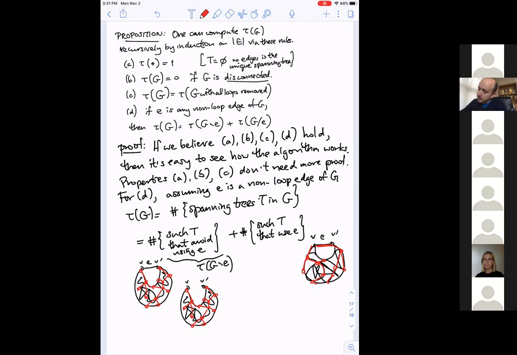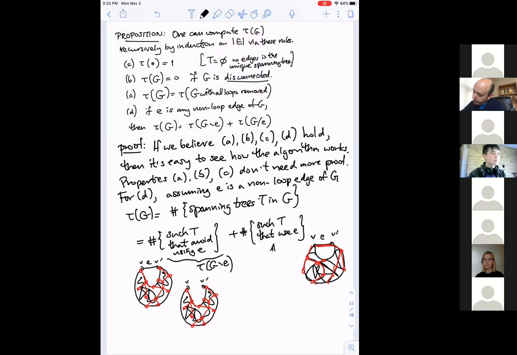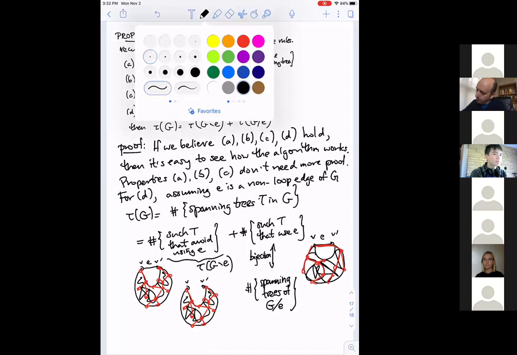But then the point is that you can get a bijection. Let me write this carefully. There's a bijection between that set, whose cardinality we're taking, and the spanning trees of G contracted on E. And so let me draw, roughly speaking, how that works.